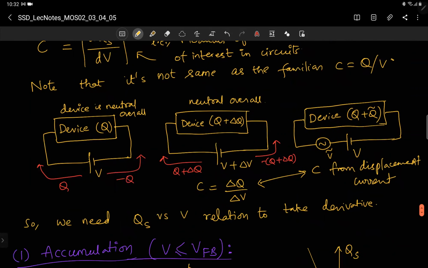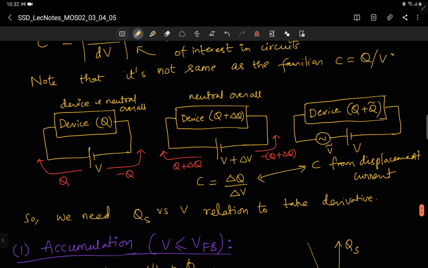What it means is, say a device is neutral overall, but the charge is Q, which means the battery supplied, say, positive Q and negative Q like this. Then you increase the voltage from V to V plus delta V. The charge condition also will change in the device. It becomes Q plus delta Q, and Q plus delta Q with a negative sign went in this direction. So you have a device with Q plus delta Q charge, but the device may be overall neutral. We have seen that earlier.